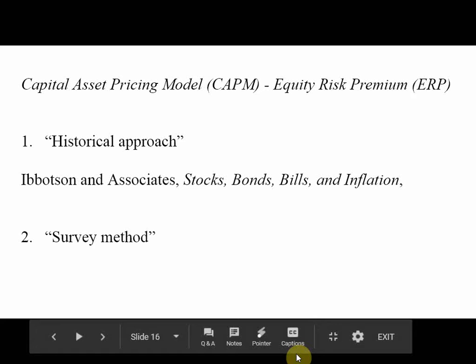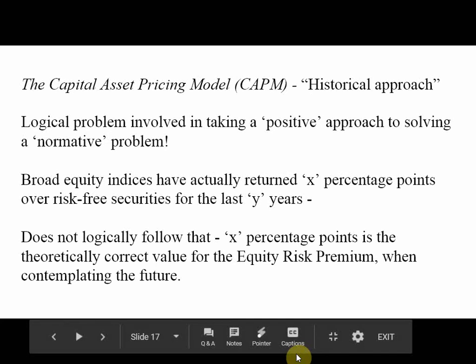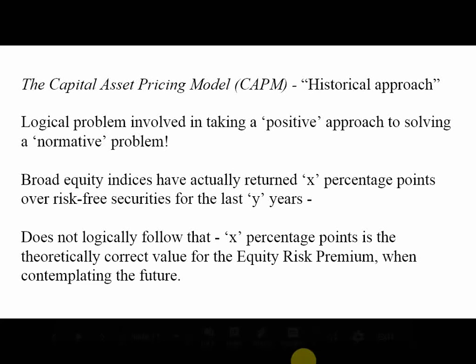The problem with this approach is that you're again taking a positive approach to solving a normative question in the first place, because the cost of equity as an endogenous variable is what should be the cost of equity, and you're looking at what has been in the past and using it as an answer to a normative question.